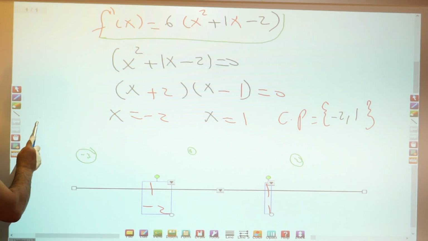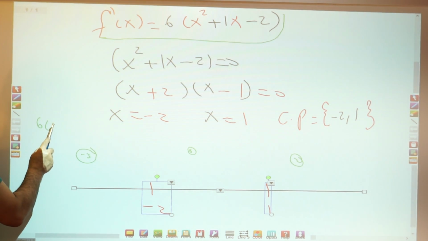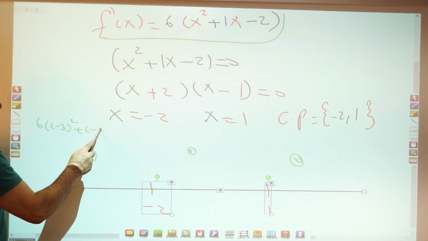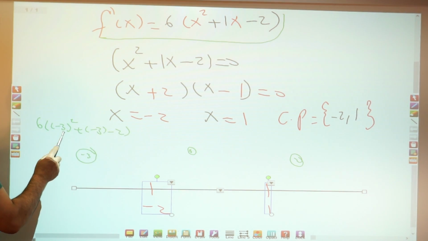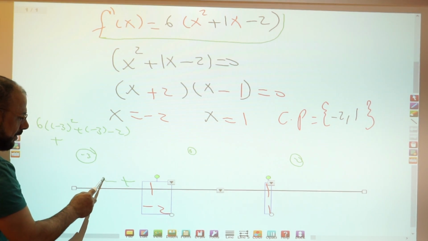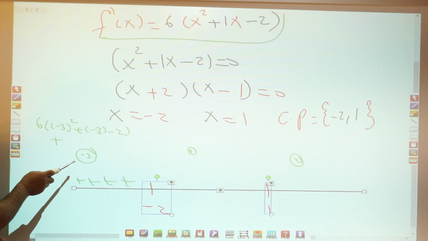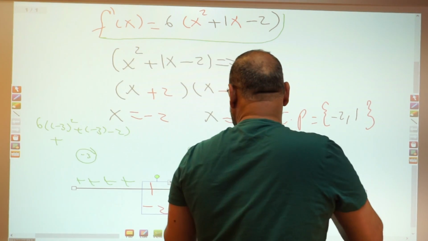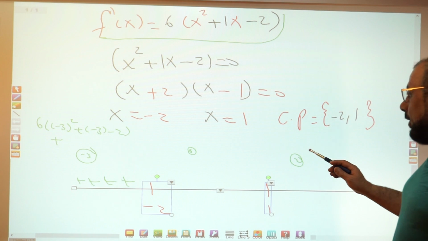Start with the negative 3: 6 times negative 3 squared, plus negative 3 minus 2. If you solve this with a calculator, it's going to be positive. Then everything here will be positive. Then I don't need it. I'm going to leave it for 1 second, then I will erase everything there.